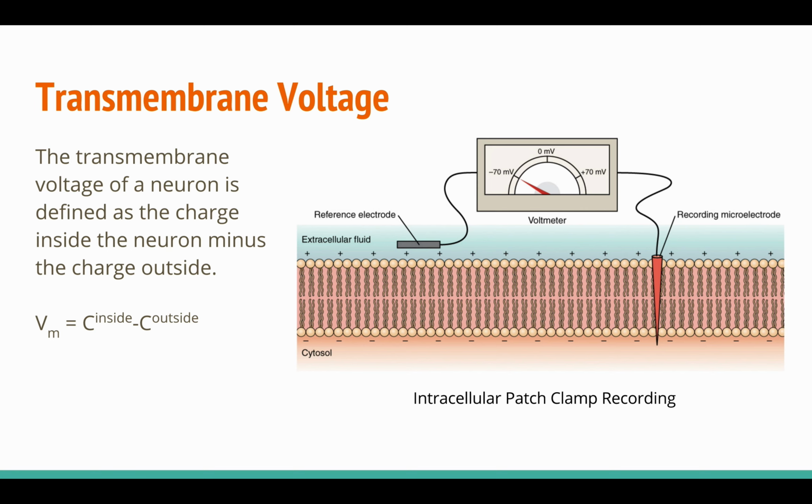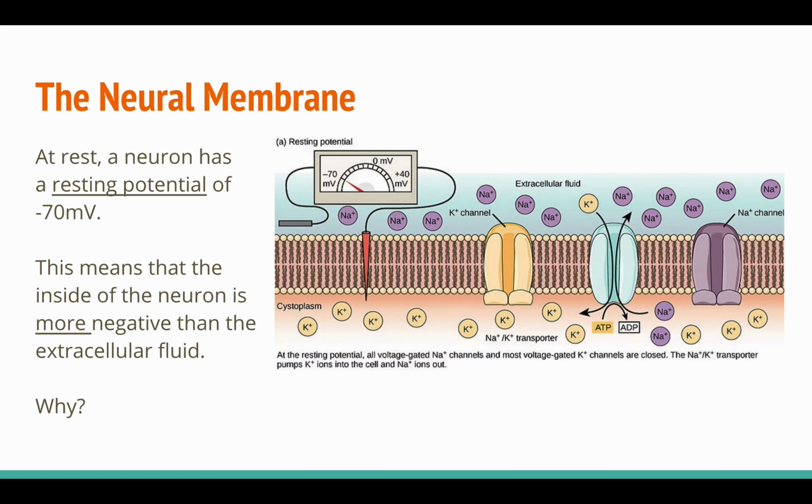In neuroscience, the convention is to place the positive probe inside the neuron and the negative probe outside the neural membrane in the extracellular fluid. We call this the transmembrane voltage of a neuron, and it's measured using an invasive technique called intracellular patch clamp recordings. The resting potential of a neuron is the transmembrane voltage at rest, and it is calculated to be approximately negative 70 millivolts. This means that the inside of the neuron is more negative than the surrounding extracellular fluid.